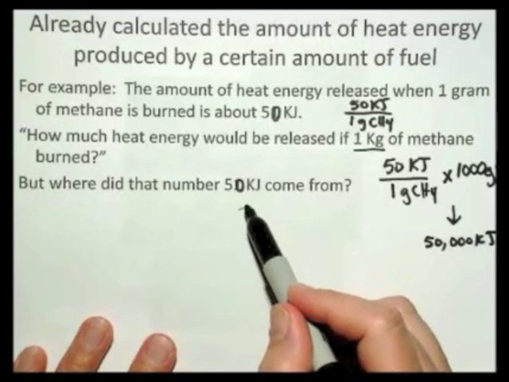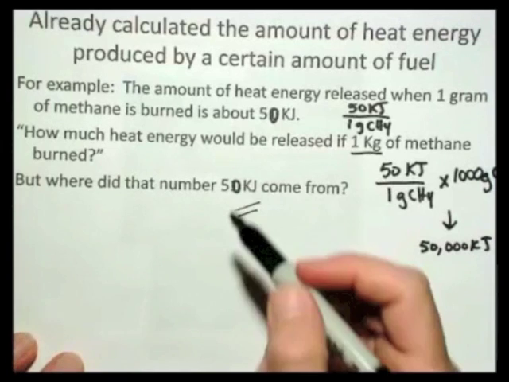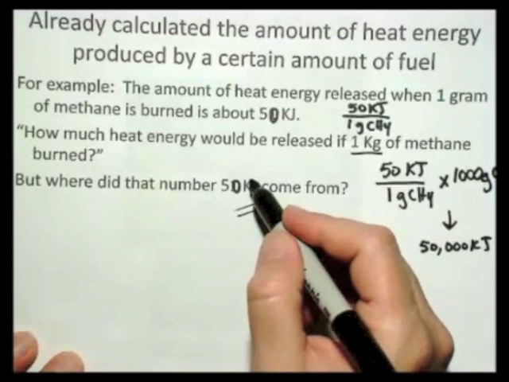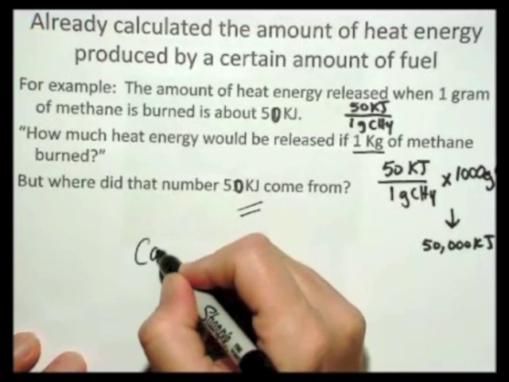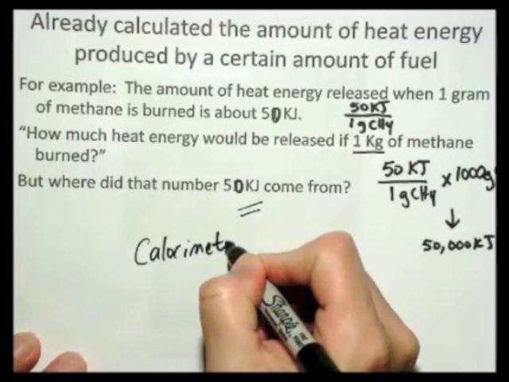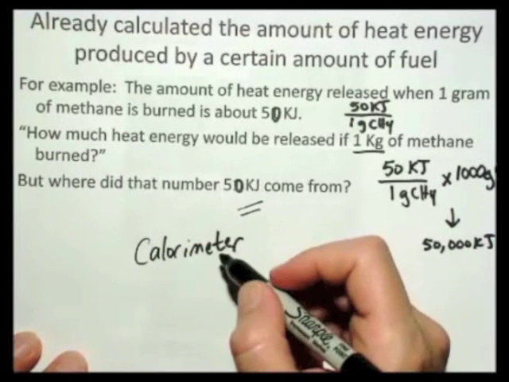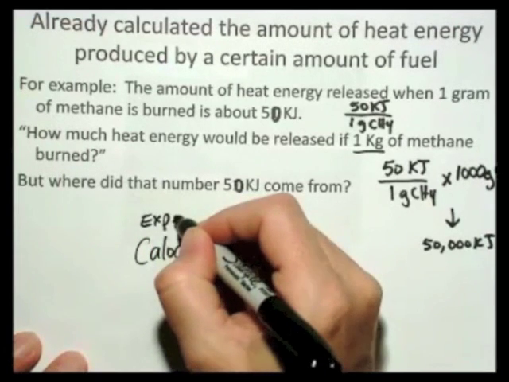How did we know that 50 kilojoules of heat energy were given off when you burned that 1 gram of methane? Well, as it turns out, you can calculate this heat given off in a chemical change using a device called a calorimeter. And you should have already seen how that works by doing a PhET exercise, or your teacher may have even had you do a lab using a calorimeter. So that would be an experimentally determined value.